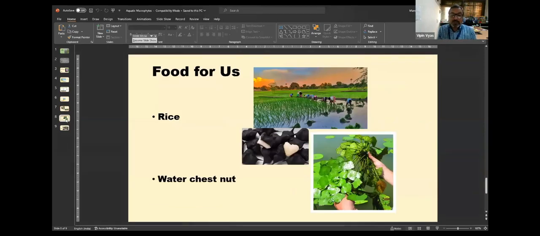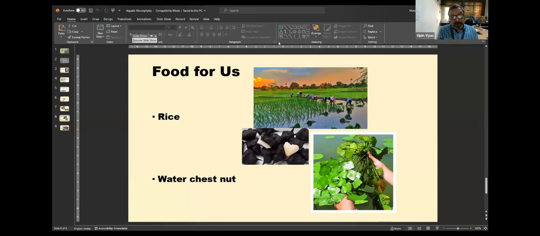Okay, so apart from providing shelter and food and other important aspects to the aquatic organisms and aquatic ecosystems, wetlands are very important for us also, as they provide us different types of food material. You can see here, I have taken this picture from the internet, a paddy field. And these paddy fields are actually wetlands, and paddy is a wetland plant. So it is providing food to half or two-thirds of the population of the world. So it is very important.